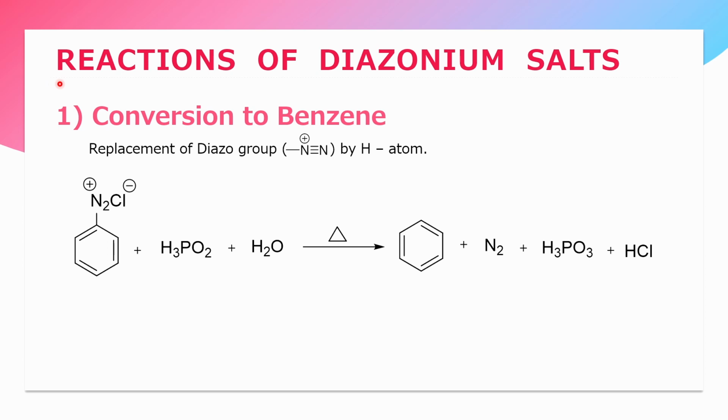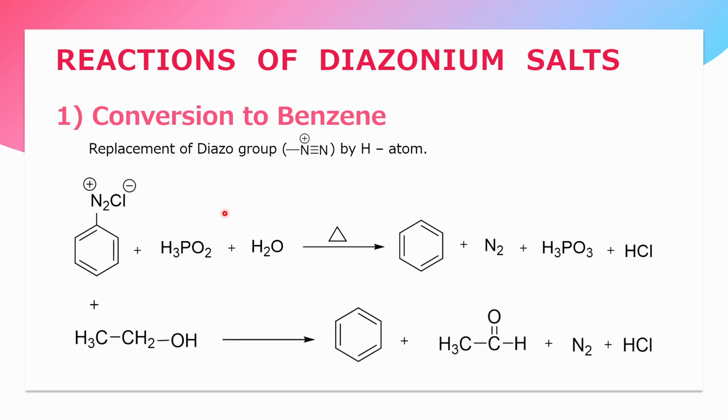So next we come to some reactions that diazonium salts show. They're basically conversion reactions, and how we prepare benzene and phenol from them. The first is conversion of diazonium salts to benzene. Here the diazo group, which is the N2 plus group, is replaced by an H atom. So we have just taken H3PO2 and water and heated them to make benzene. Another method to make benzene is to add alcohol to the diazonium salt, and again we get benzene, but in this case we also get acetic acid and nitrogen gas along with it.